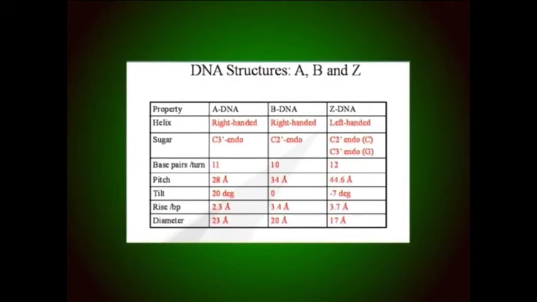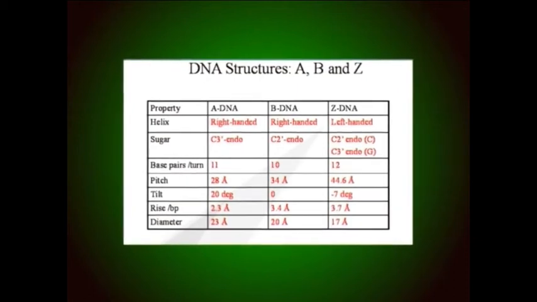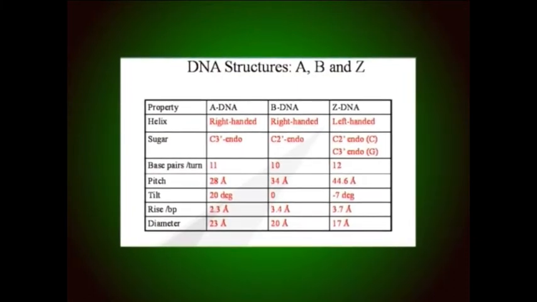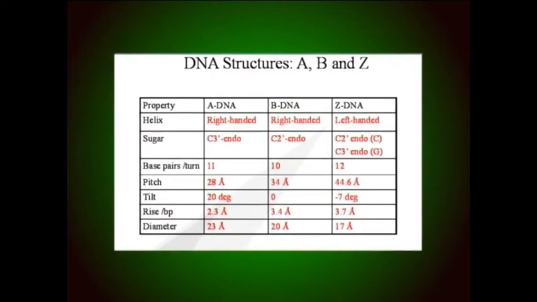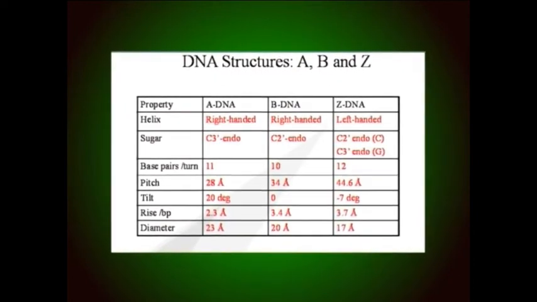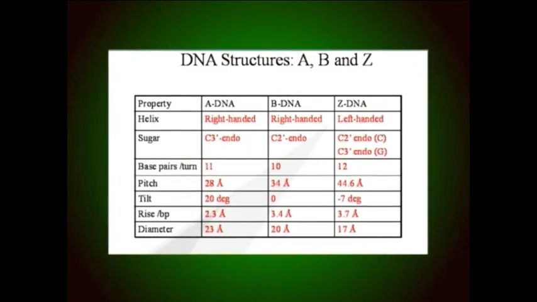B DNA is right-handed, has 10 bases per turn and has a diameter of 20 angstrom, whereas A form is also right-handed with 11 bases per turn and a diameter of 23 angstrom, and Z DNA is left-handed and has 12 bases per turn with a diameter of about 17 angstrom. There are also other polymorphs such as C DNA and other forms of DNA.